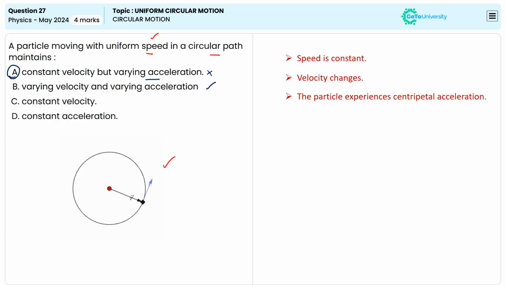Option C is given as constant velocity. This is wrong because the velocity cannot be constant, as it is based on a direction. Option D is given as constant acceleration. It's known that the direction of acceleration changes, so of course it will not be constant. So option B will be the correct answer for this question.